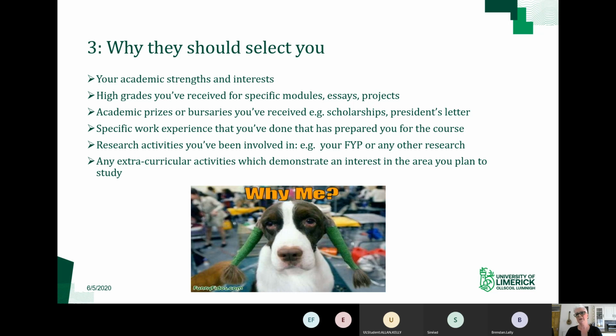Okay, so why the course? Why the college? Next thing is why you? So this section is your academic strengths and interests, any specific grades that you've achieved, academic prizes or bursaries, specific work experience. It could be co-op, it could be volunteering experience. It doesn't necessarily have to be paid experience. Your FYP, any research activities that you've been involved with, and any extracurricular activities which demonstrate an interest in the area. So again, why you? Your skills, your past experience, relevant modules, relevant research.